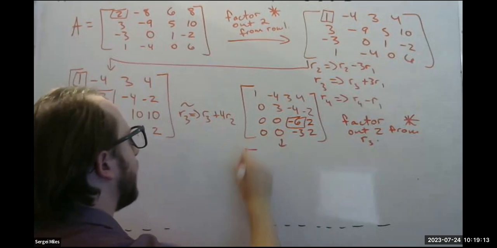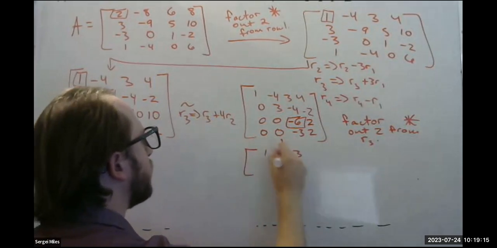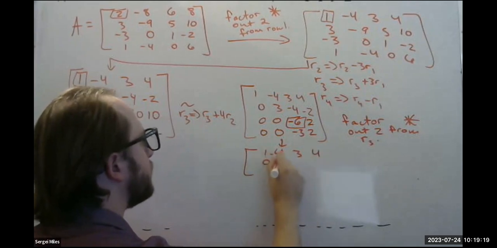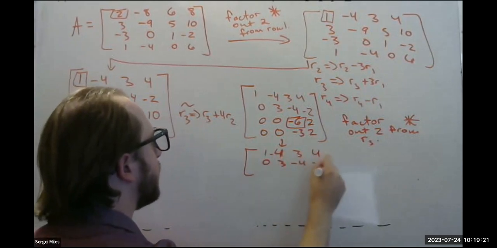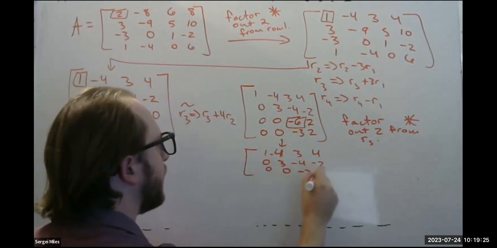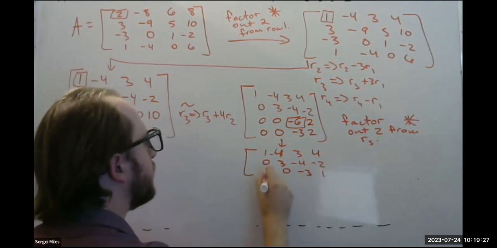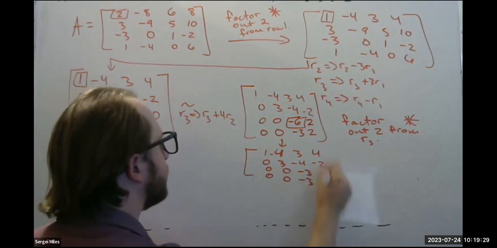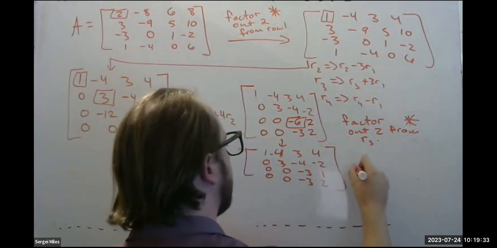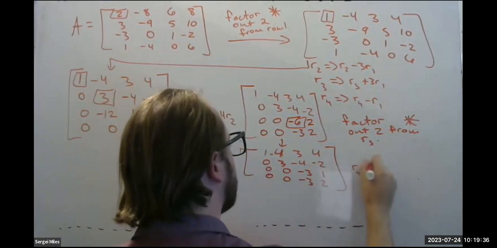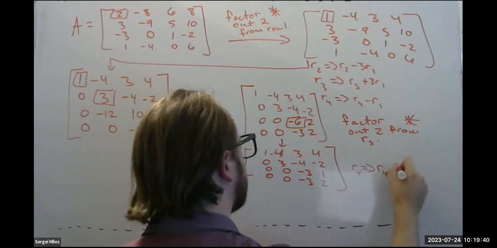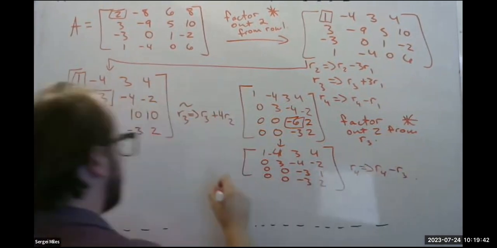And now we have 1, negative 4. Oh, it's an awful negative 4. 3, 4, 0, 3, negative 4, negative 2, 0, 0. When I factor out a 2, negative 3, 1, 0, 0, negative 3, 2. And lo and behold, now, very last step, I'm going to modify row 4. I'm going to take row 4 and subtract row 3 from it.